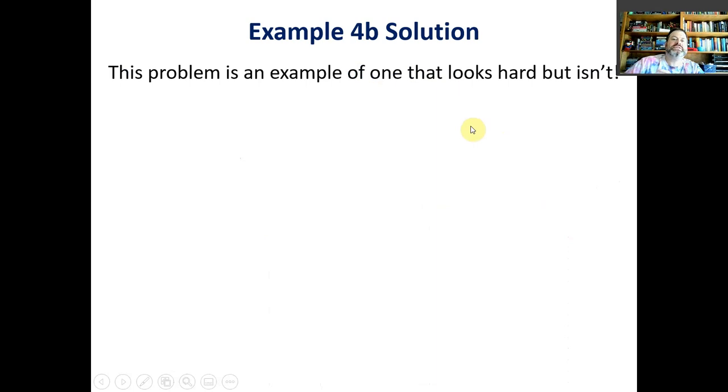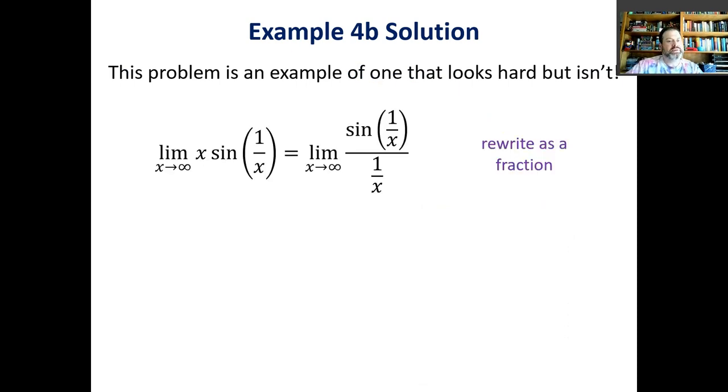So it turns out this is an example of a problem that looks hard but isn't. So I know we just got done doing a really hard problem. This one looks hard, but it's not too bad. So the first thing we do is we rewrite x as 1 over x, right? So it's sort of a reciprocal of a reciprocal. Some of you might recognize right away that this looks kind of like that limit we saw in section 2.4.